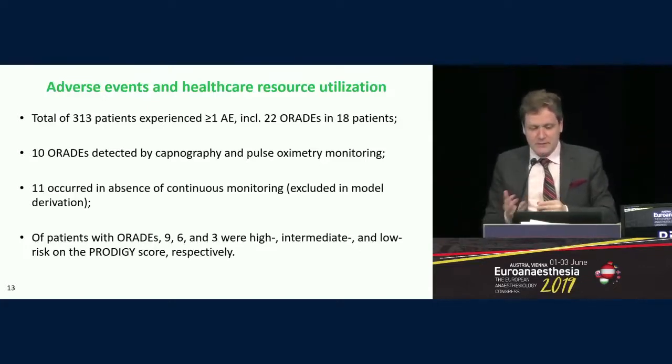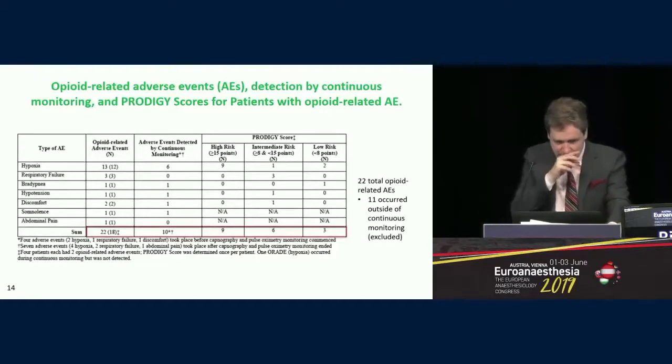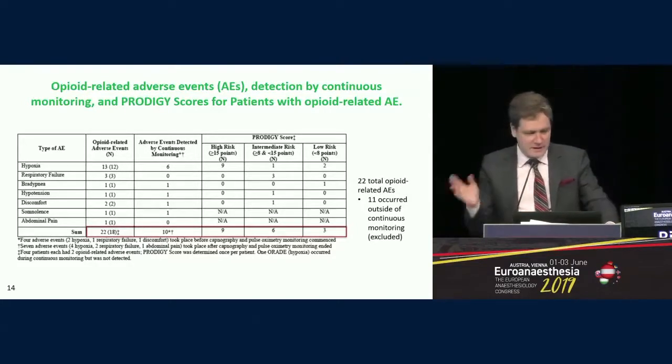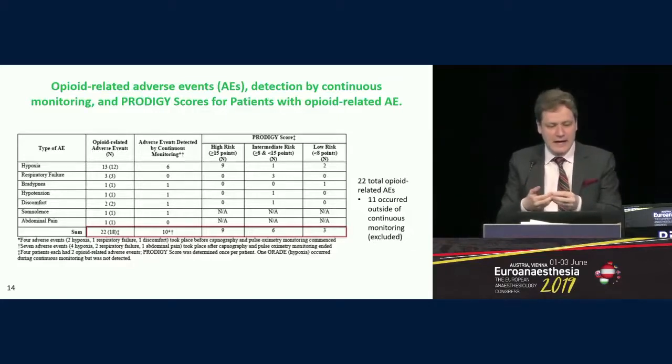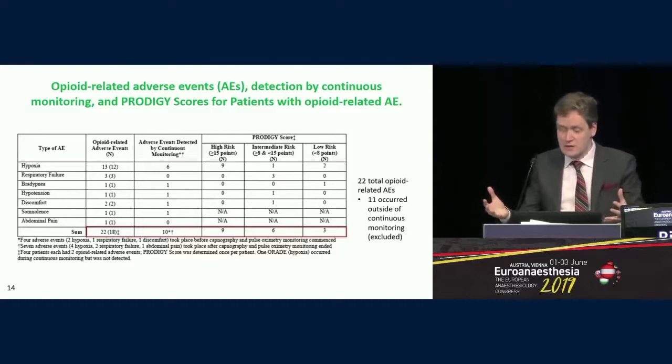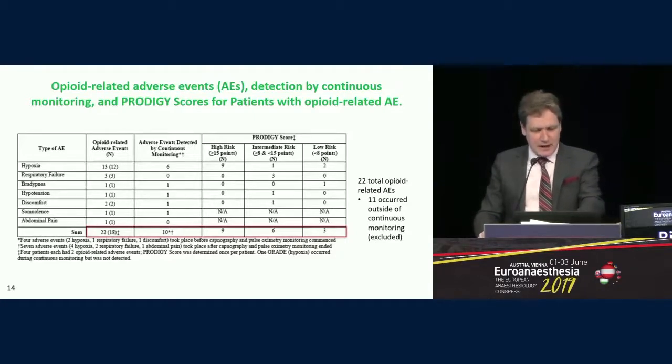Of patients who did have an ORAE, looking at the scoring system, 9, 6, and 3 were high, intermediate, and low risk of the Prodigy score, according to our calculation. This is a nice summary where on the left-hand side we summarize the type of adverse event: hypoxia, respiratory failure, bradycardia, hypertension. Again, these things happen during their hospitalization, during the whole course of whether it was a surgical patient or medical patient. You can see at the bottom in that square, basically high-risk patients, 9, 6, and 3, and we identified a total of 22 adverse events in 18 patients.